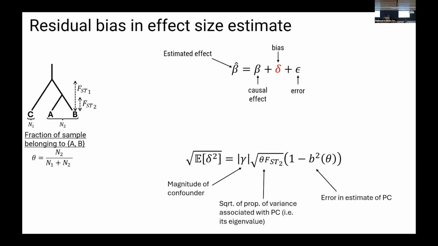This represents the amount of variance explained by the second axis in this demographic model, which is our confounded axis. And the 1 minus b squared there is the error in the estimated PC. That's the degree of stratification control.